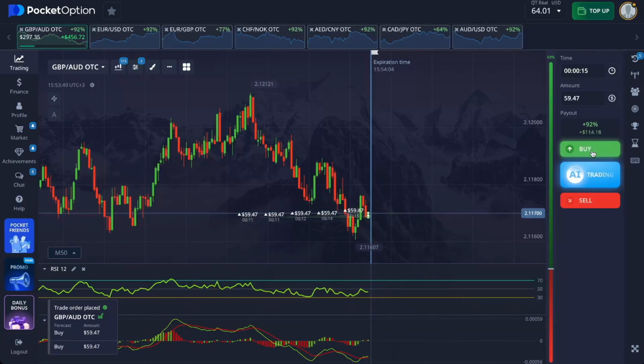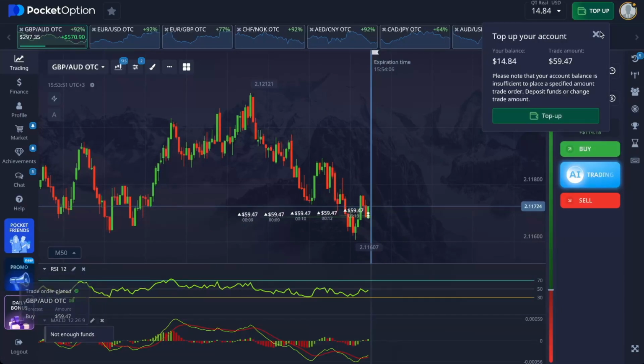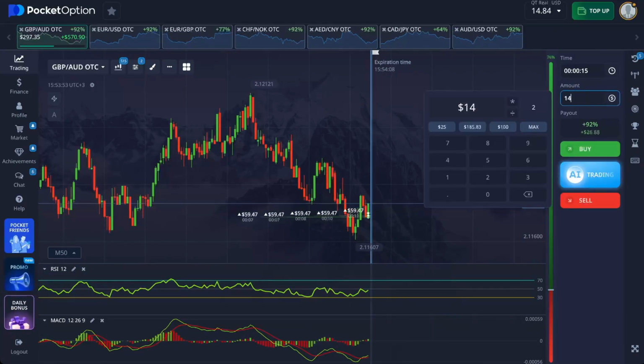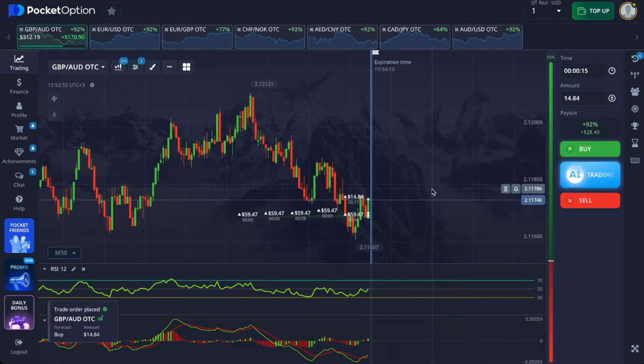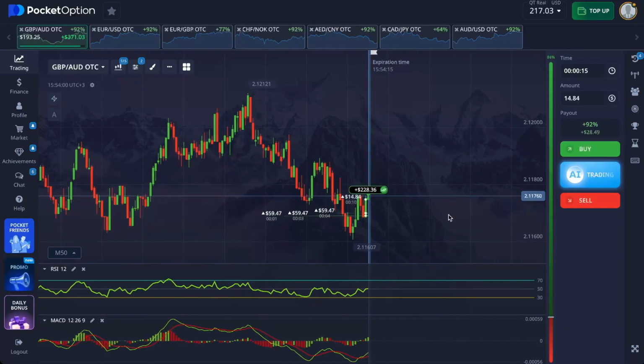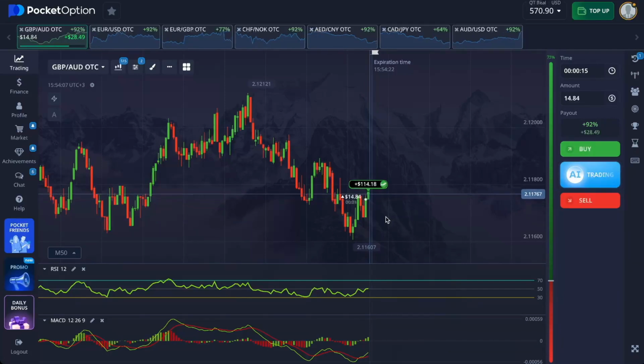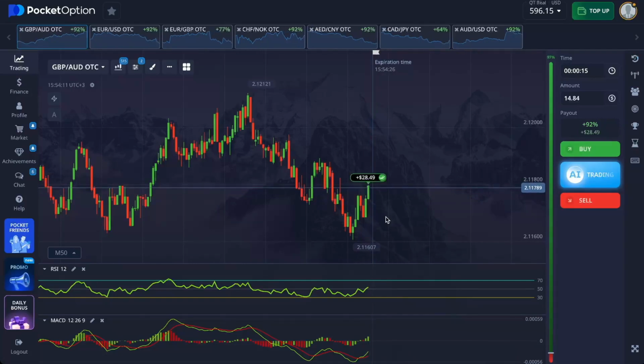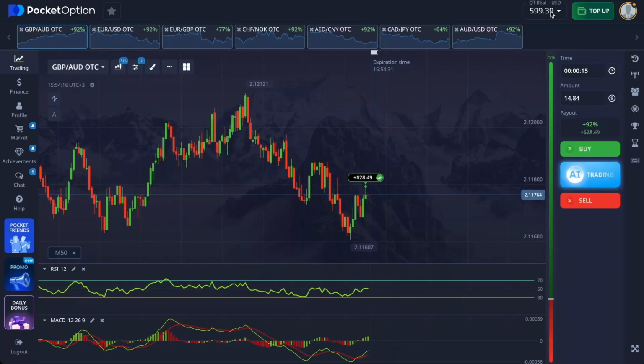Sorry, I accidentally didn't enter with the full amount. But that's okay. We'll fix that right now. It turned out to be 5 trades. That was my mistake. Let's take a look. That's how it happened. We've doubled our amount. Well, almost doubled. Now we have $600 in the account.